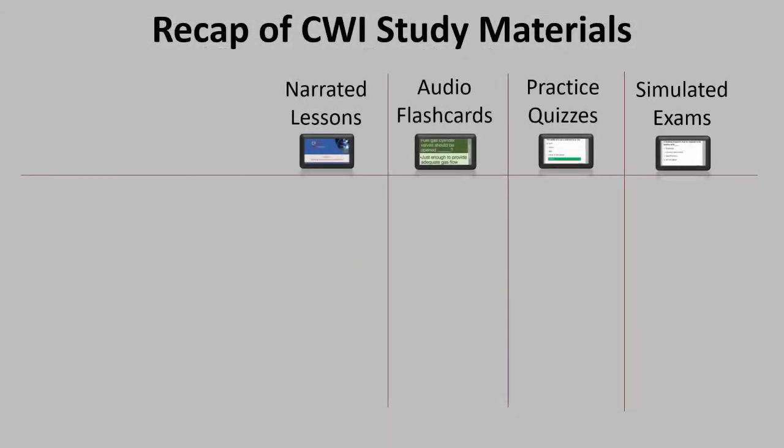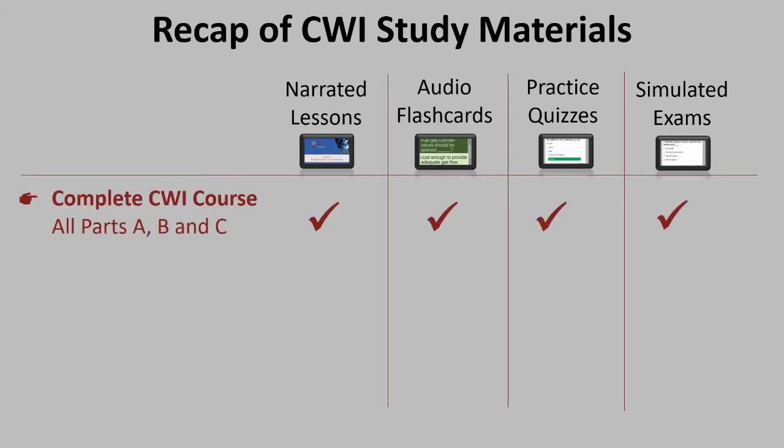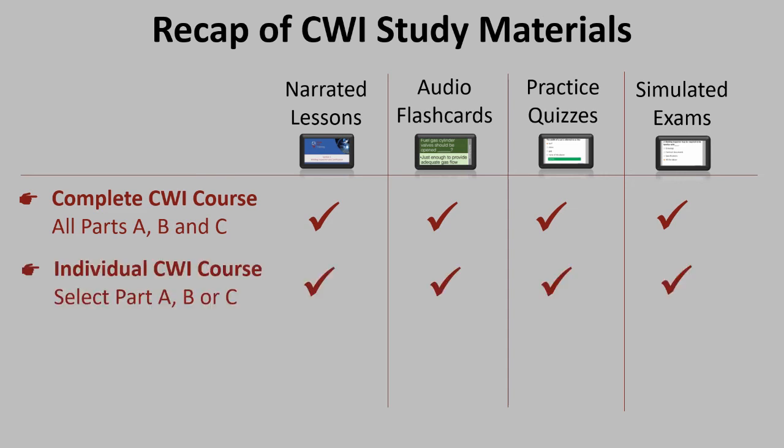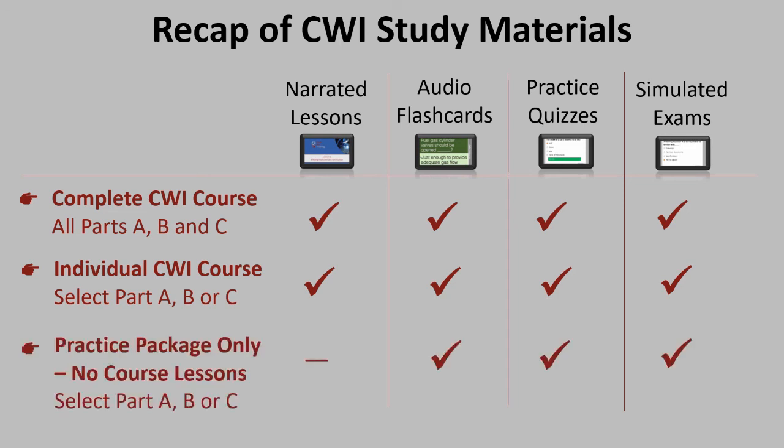You have two options if you want the narrated lessons and everything else. You can purchase the complete CWI course package, which includes all parts A, B, and C, or you can just do the individual course package where you select whether you want A, B, or C. Now that's if you want narrated lessons and everything else. If you just want the flashcards, quizzes, and exams, and you aren't interested in the narrated lessons, you can then purchase the practice package only and select which parts you want, A, B, or C, or all three.